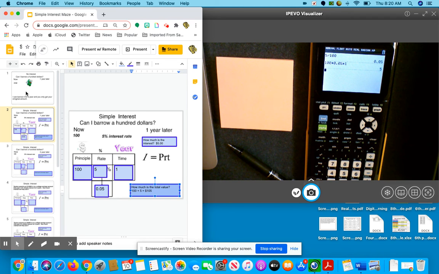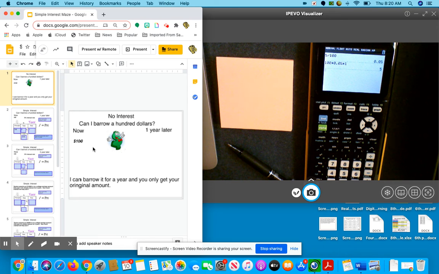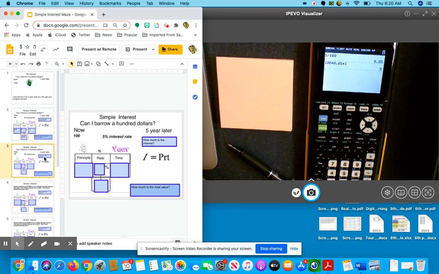There are loans that have 0% interest, which would be no interest, so I would only have to pay $100 back at the end of the year. That's why people get excited when they hear on the commercials 0% interest, because they don't have to pay anything extra for that year. And so we go on to the next slide.